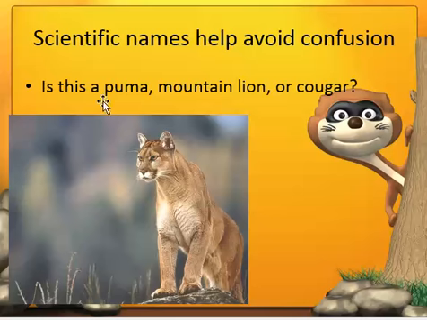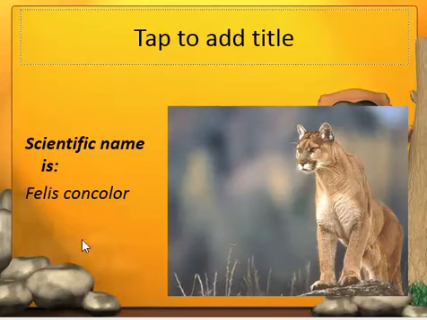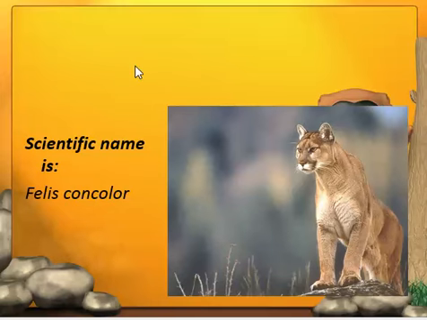So another reason is that scientific names help to avoid confusion. So in some parts of the country, this might be a puma, it might be a mountain lion, it could even be a cougar. But in reality, they're all the same organism. So we give it what's called a scientific name. The scientific name for this one is Felis concolor. If you remember, Felis means feline or a cat, and then concolor is the specific name for it.